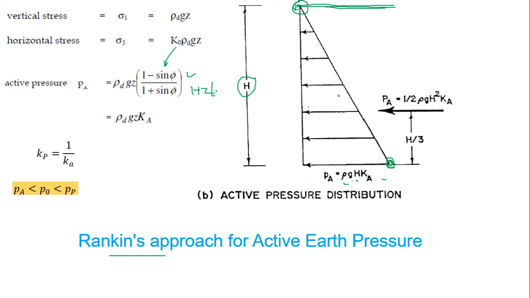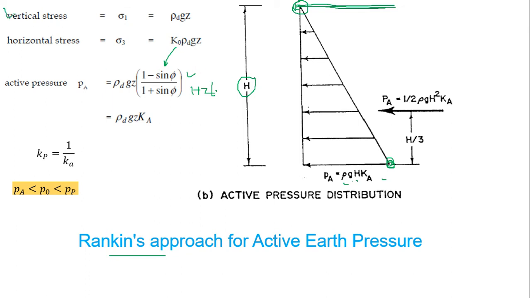We find out the area of this diagram. So what is the area of this diagram? It's a triangle, so the area of the triangle is half base into height. The base is rho gh into K, and the height is h, so h into h is h square. So it is half rho g h square into K, where K is the coefficient of active earth pressure.